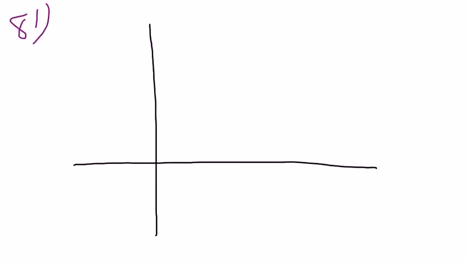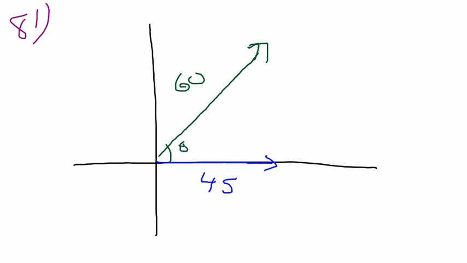It says we have a vector that's 45 pounds. So when they tell you pounds, that's the magnitude. So the vector force 1 is 45 pounds, and it goes in the x direction. Okay, and then we have another vector that's 60 pounds. So I'll try and draw them a little bit longer. Okay, and it's at some angle. We don't know what that angle is, but it's at some angle with the x-axis.